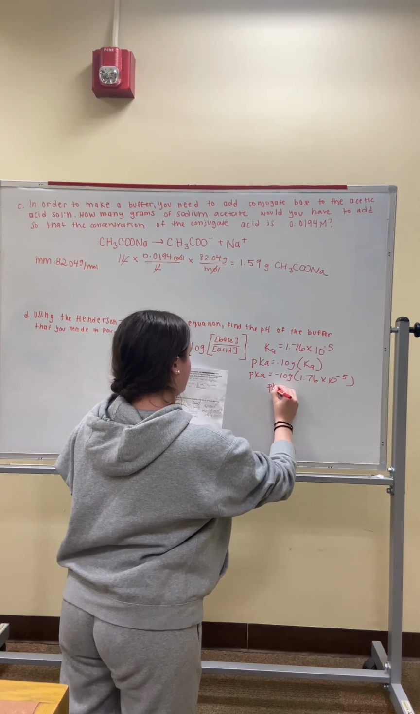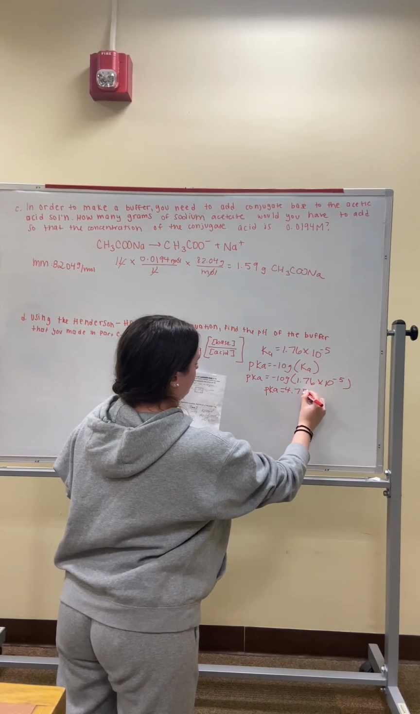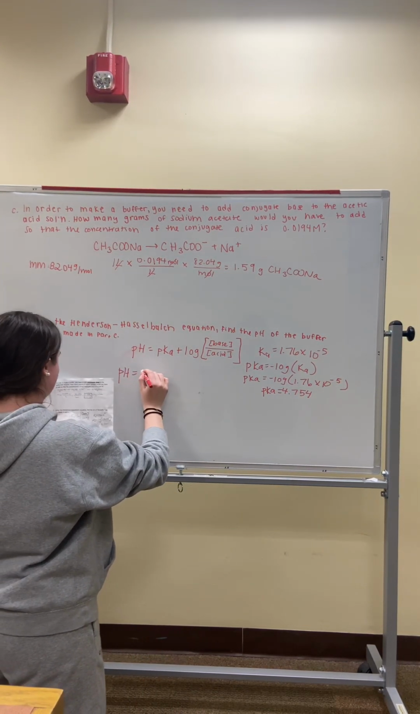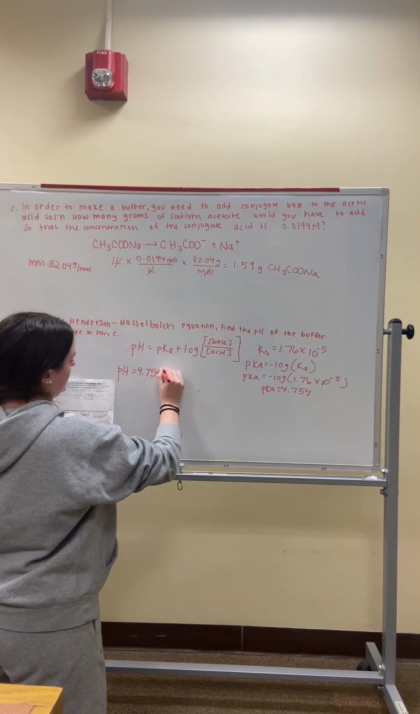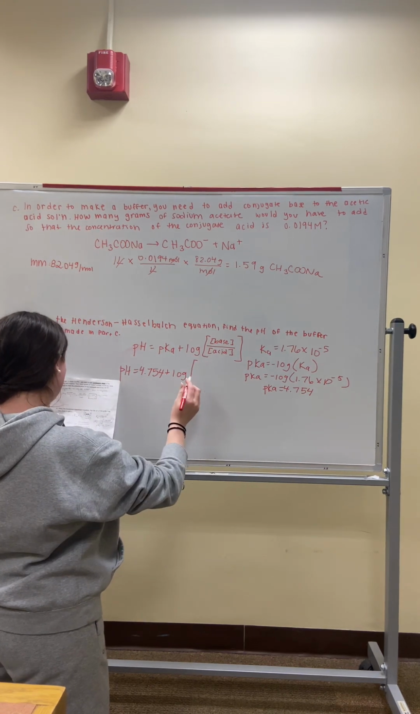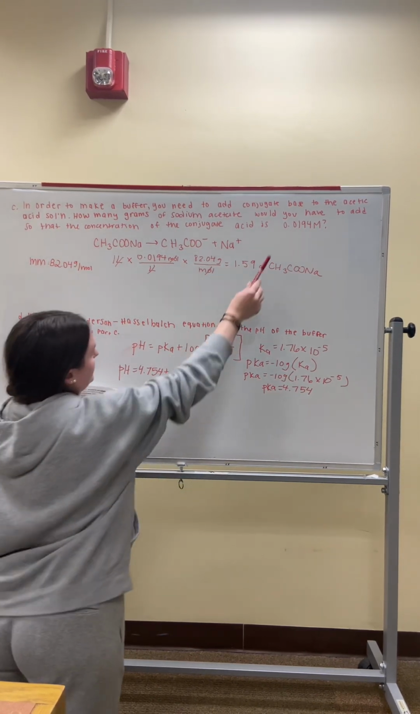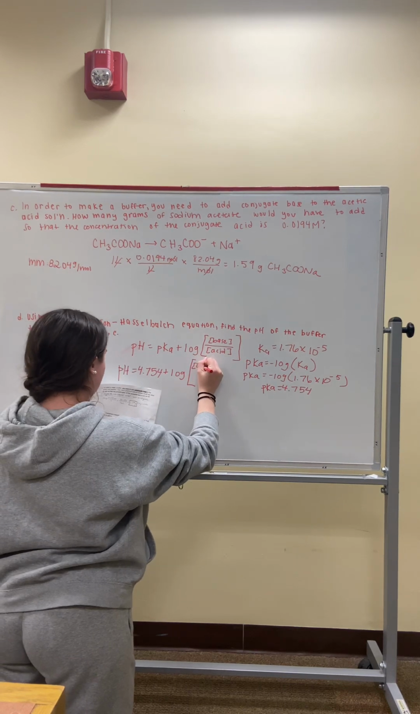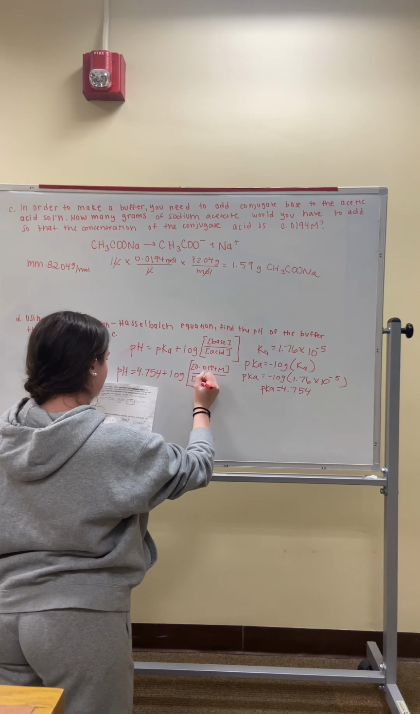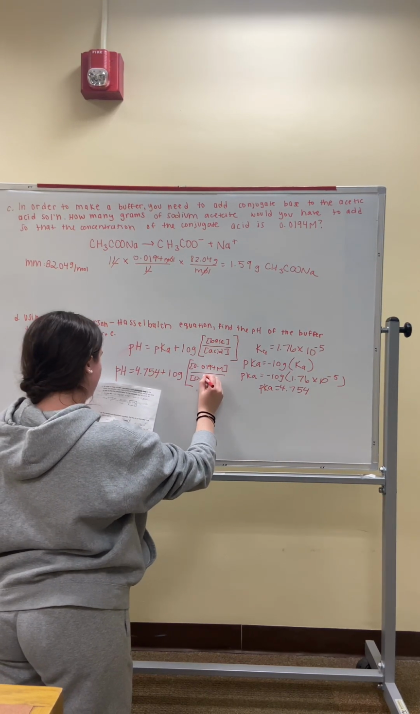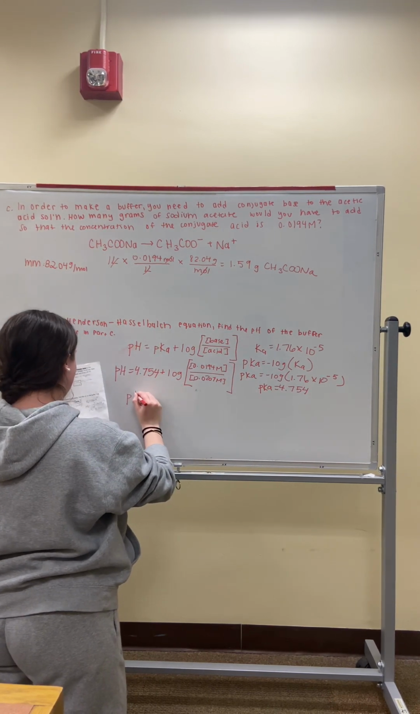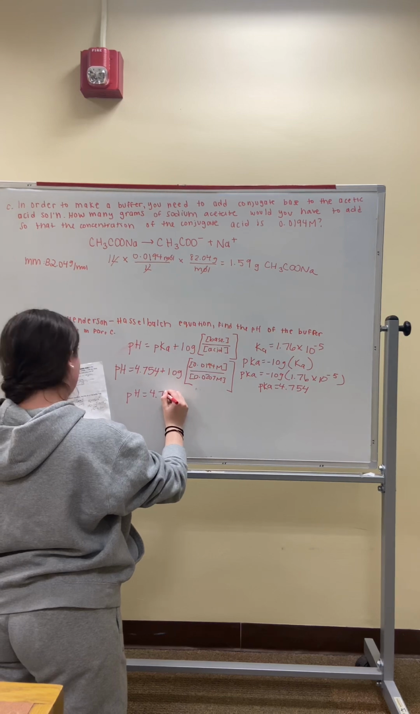This equals 4.754. So we'll plug that in over here. pH equals 4.754, the pKa we found over there, plus log of the concentration of the conjugate base, which we had up there, 0.0194 molar, over the concentration of the acid, which we had found in part A, 0.0207 molar. And when you plug that all into your calculator, you get the pH as 4.726.